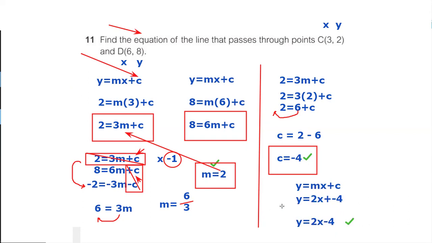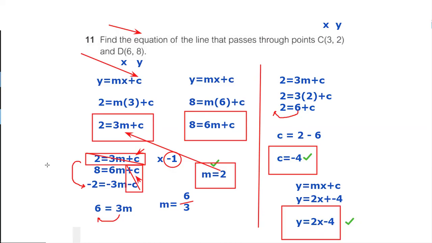I hope you understood the ideas. The whole idea is about using the points to make simultaneous equations, solve them to find the m and the c, and then use the m and the c to write the equation again in the form of y equals mx plus c. And this is how you answer a question like this.